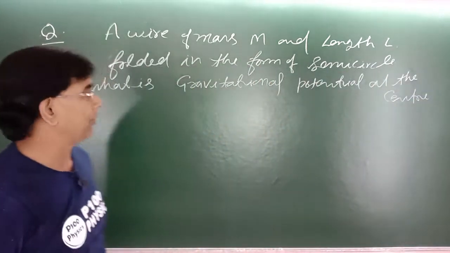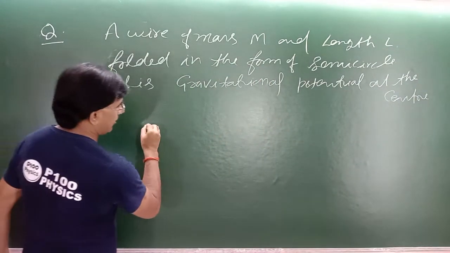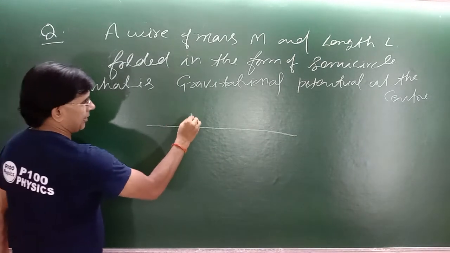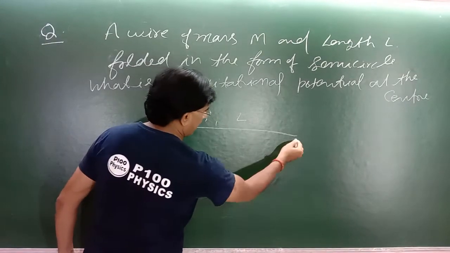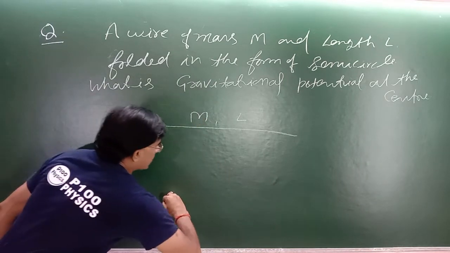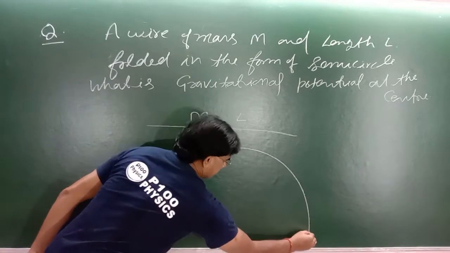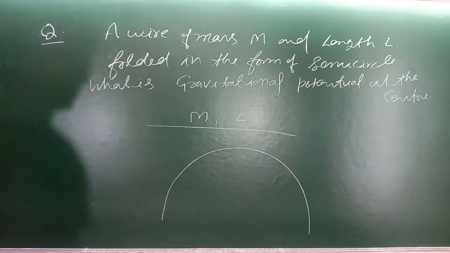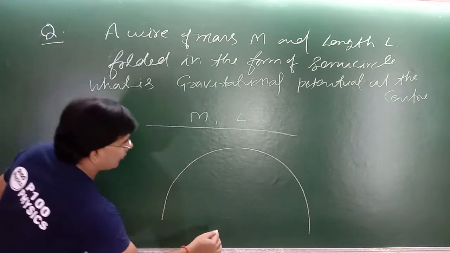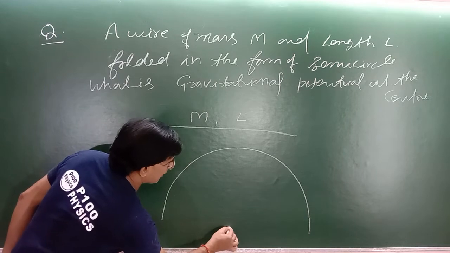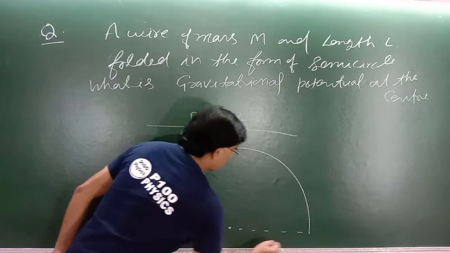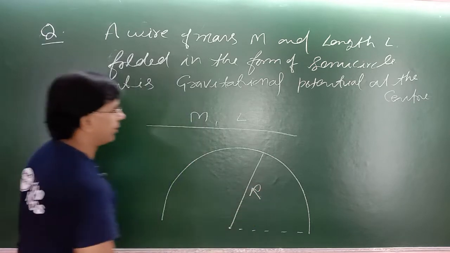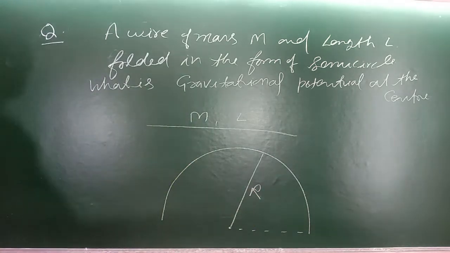Okay, what is given to you? This is a wire given to you. Mass of this wire is m and total length is L. This is folded in the form of a semicircle like this. You have to determine the value of the gravitational potential at this point, at the center. Suppose radius is r. Determine the answer.